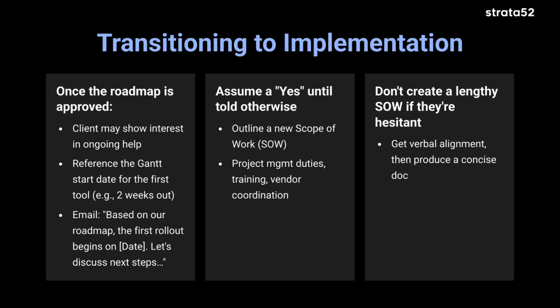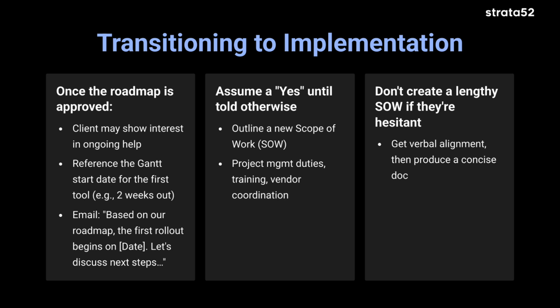You can send them a quick email that says something like, "Hey, I see our roadmap says that the first AI tool rollout would begin on insert the date. I'd love to discuss our next steps for turning this plan into reality." Assume you'll move forward until they say otherwise.